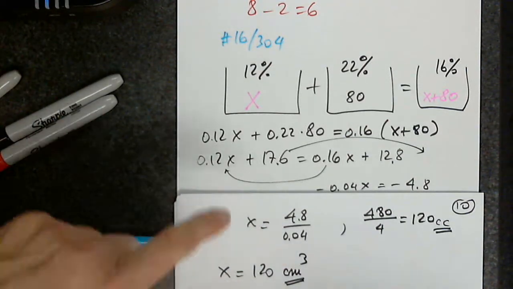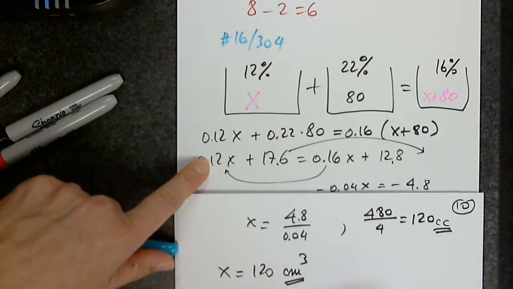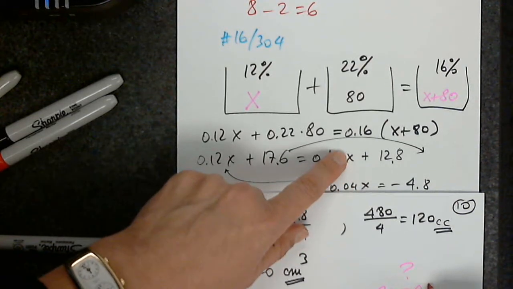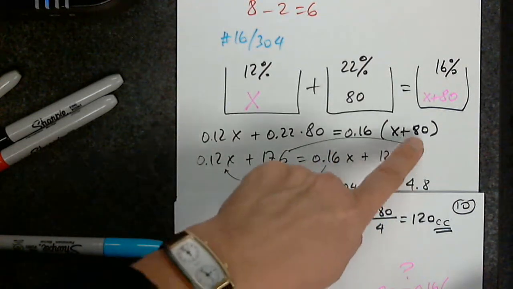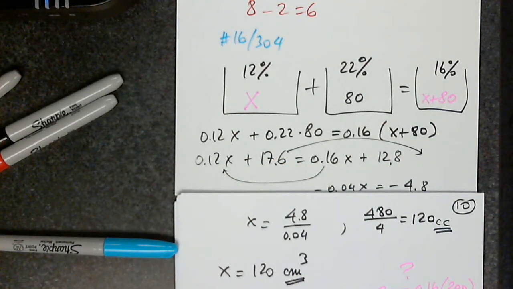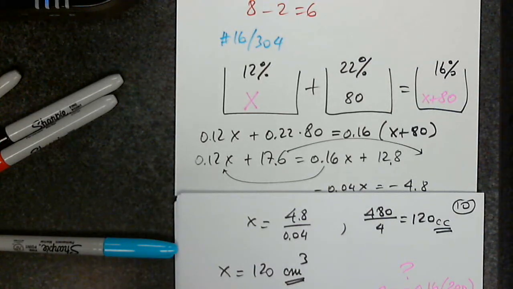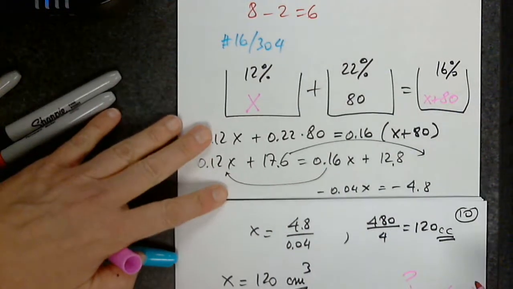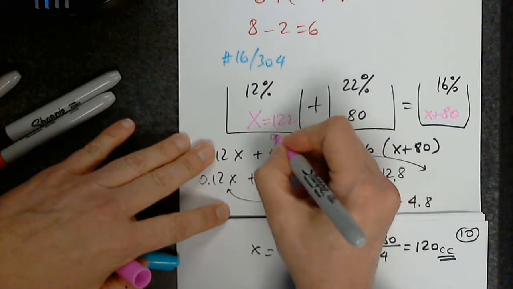So I'm checking now. 0.12 multiplied by 120 plus 0.22 multiplied by 80. Does this equal 0.16 multiplied by 120 plus 80, which is 200? I'll see in a moment if it does. 0.12 times 120 plus 0.22 times 80. Does this equal 0.16 times 200? Yes, it does.